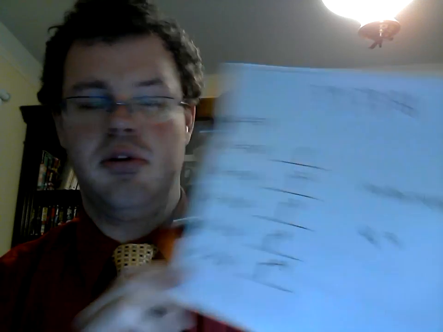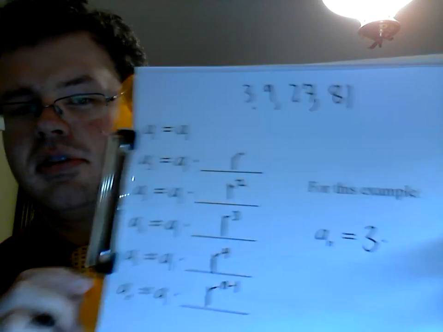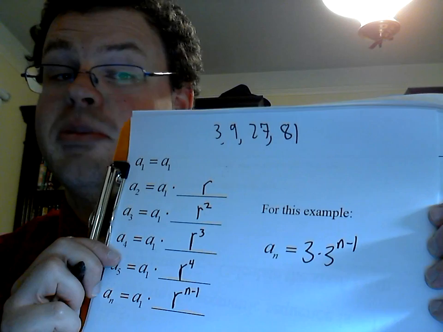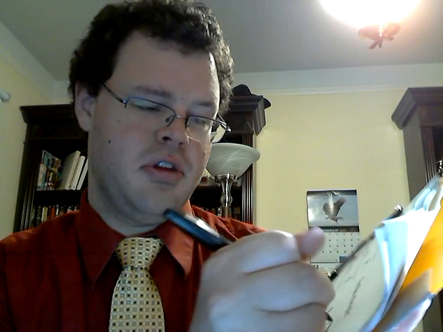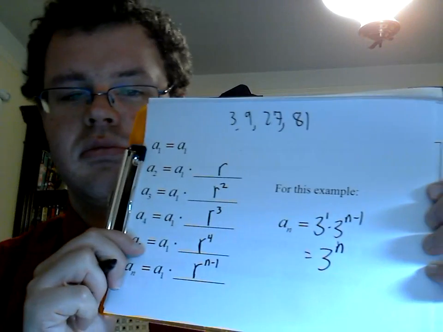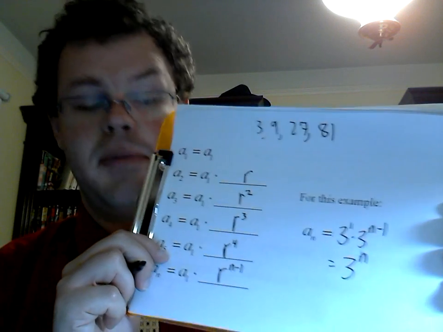So for this example, we have 3 is our first term times 3 to the n minus 1, which, if we remember our exponent properties, 3 to the 1 times 3 to the n minus 1 is just 3 to the n. Yeah, and that's what we got before.